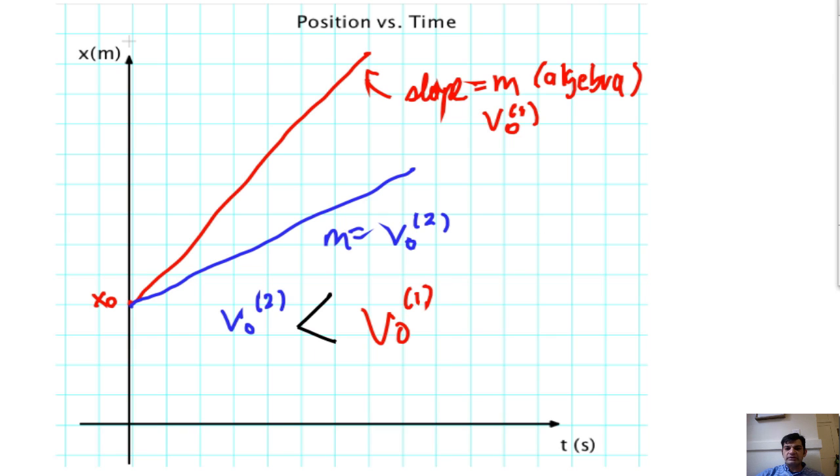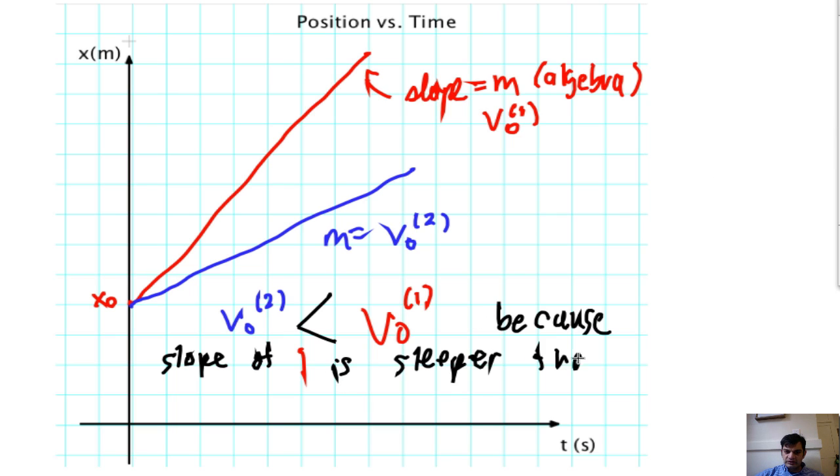Okay, and we can say this because the slope of 1 is steeper than the slope of 2. And remembering, of course, that slope means velocity, we covered that a lot in the last unit. What we can clearly say is that buggy 1 is moving faster than buggy 2.